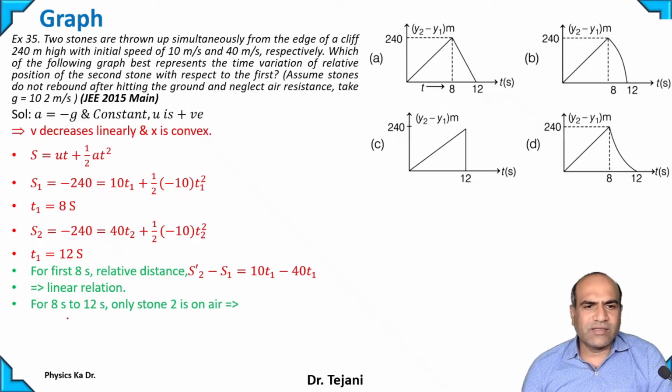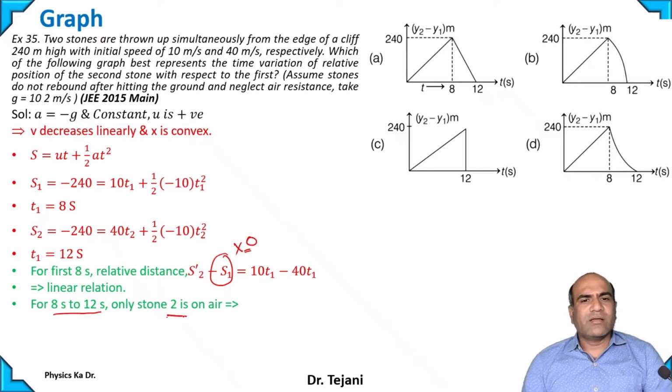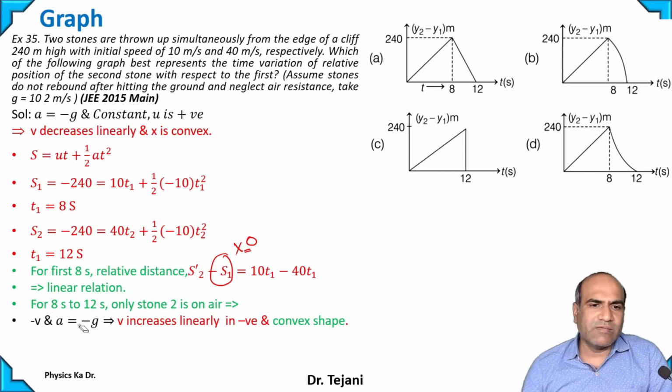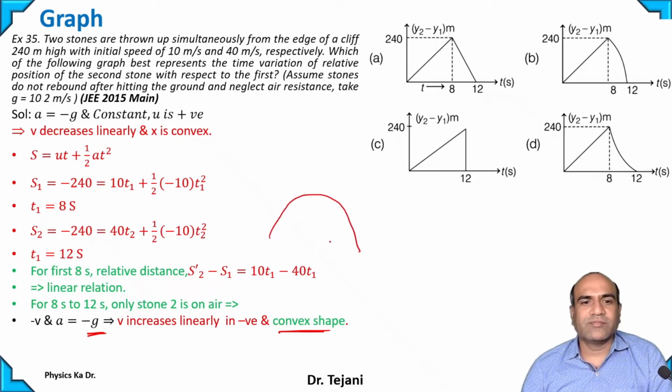After 8 seconds, meaning from 8 to 12 seconds, the first stone has no movement. So for the first stone the movement becomes zero, and only the second stone is moving. Here g is negative, so it has a convex shape.